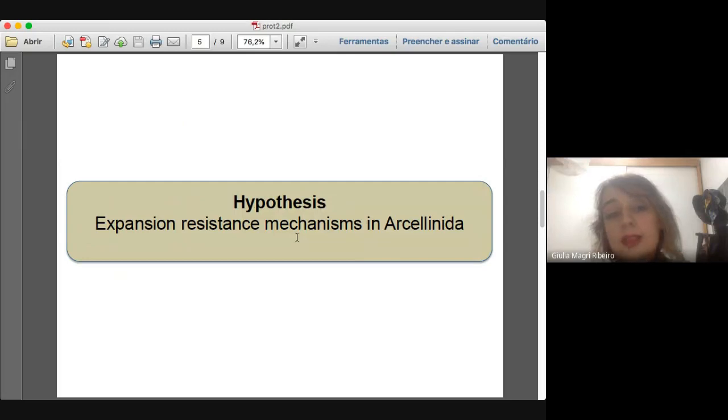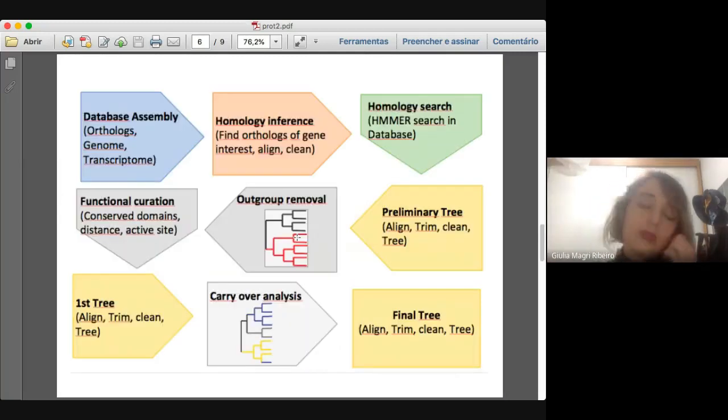Our hypothesis in this work is that Arcellinida and other resistant lineages of eukaryotes have these arsenic resistance pathways present, and probably they have some differential expansion of these mechanisms. We make this analysis using orthologs because we assume that orthologs have a common origin, and this makes it more reasonable to think that they have the same function. So we built this database using orthologs from genomic and transcriptomic data.